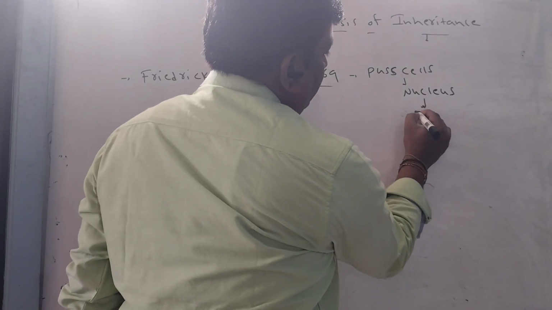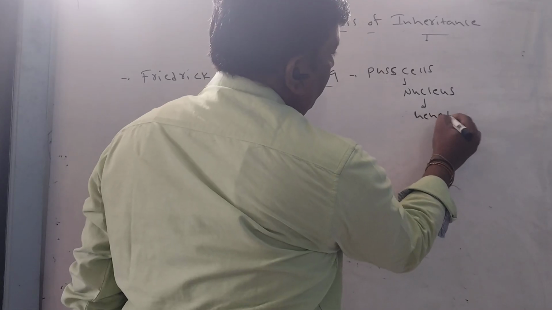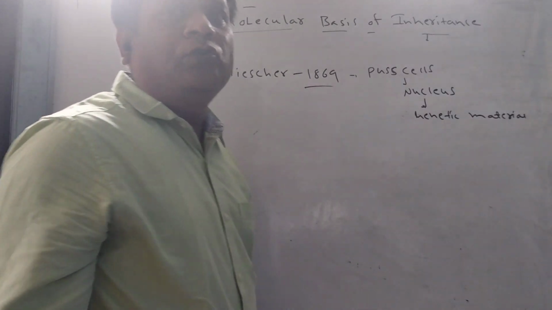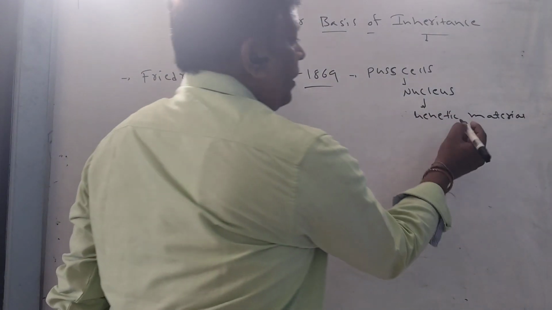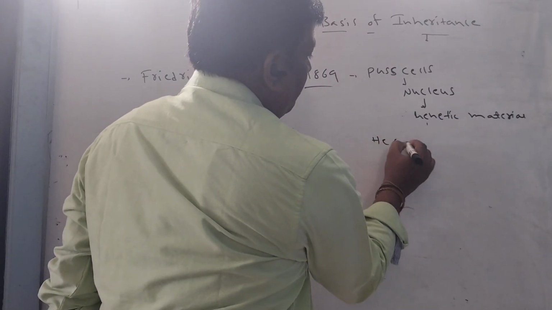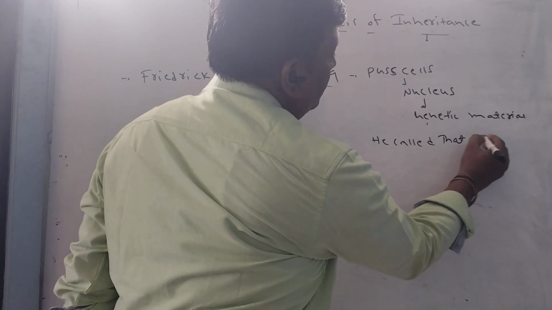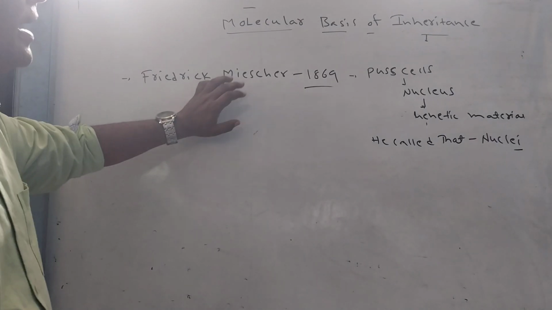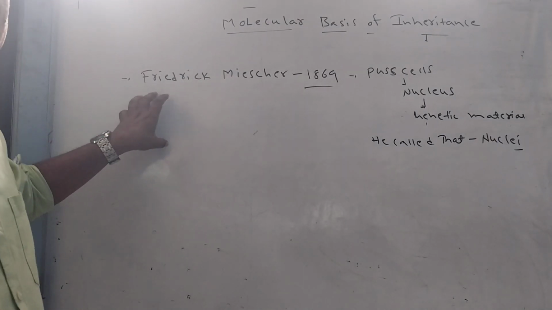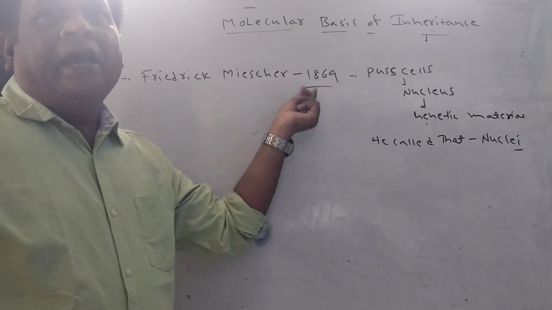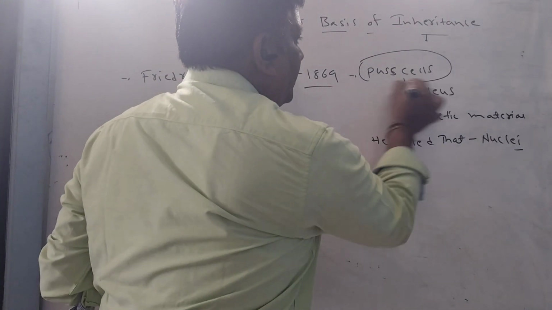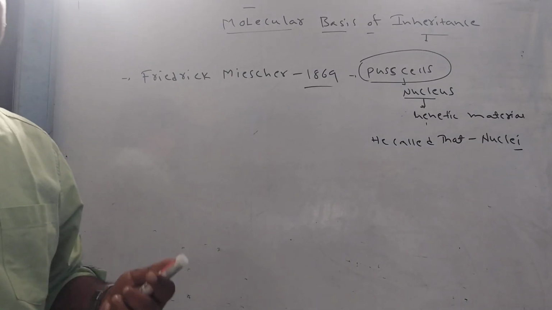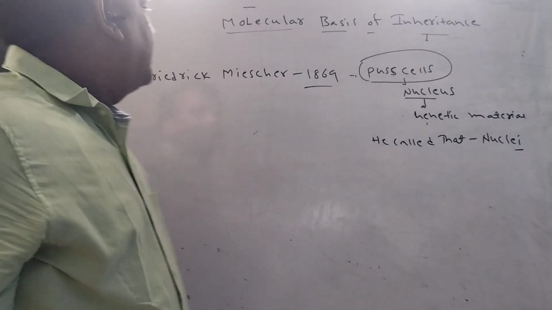He identified the genetic material, but he did not know the name. He did not call it nucleic acid; he simply called it nuclein. So the first genetic material was identified by Friedrich Miescher in the year 1869, in pus cells, inside the nucleus, and he gave it the name nuclein.